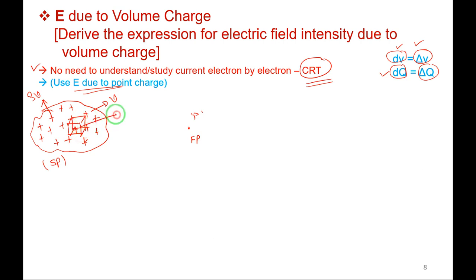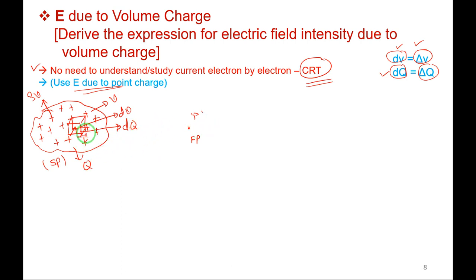So this smaller volume I will call dV or delta V, and the volume charge density is once again rho V only, right? And the small amount of charge present in this smaller volume is dQ. The total charge present in the given entire volume is Q, that we have to find out. That we will find out later, right?